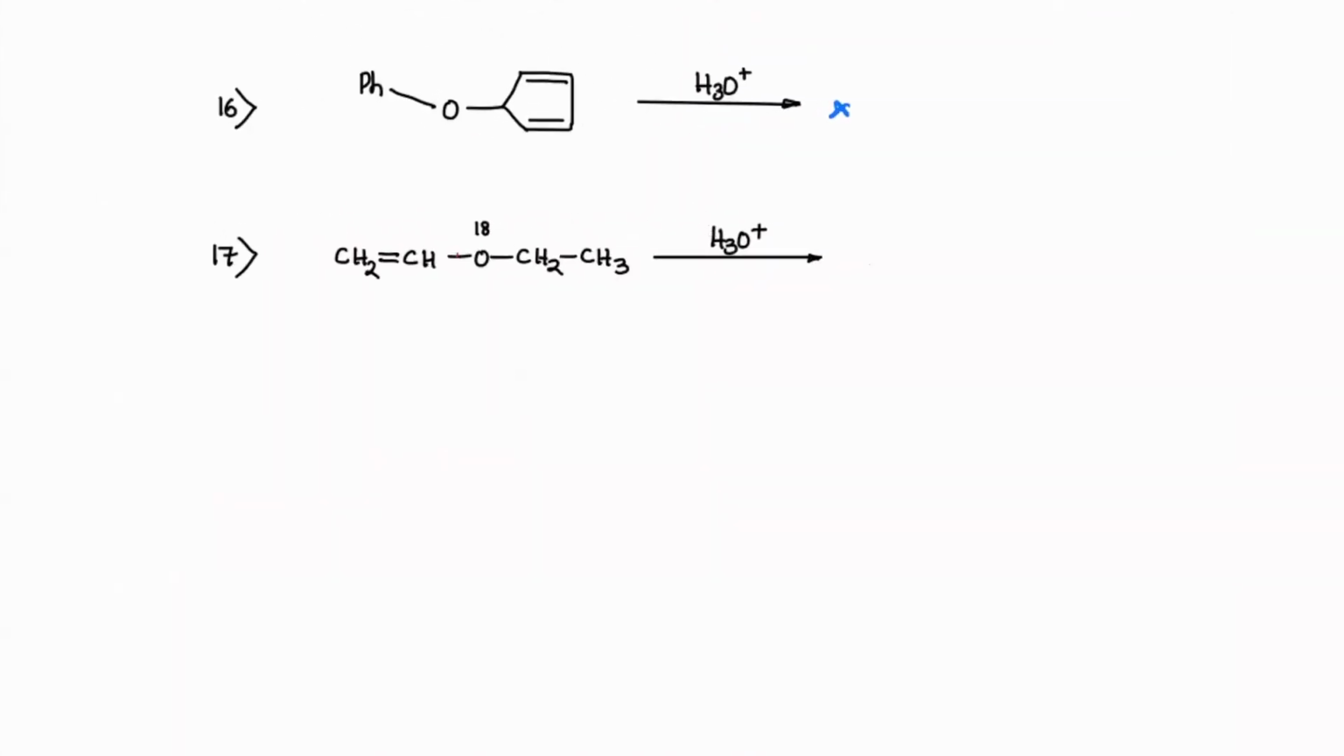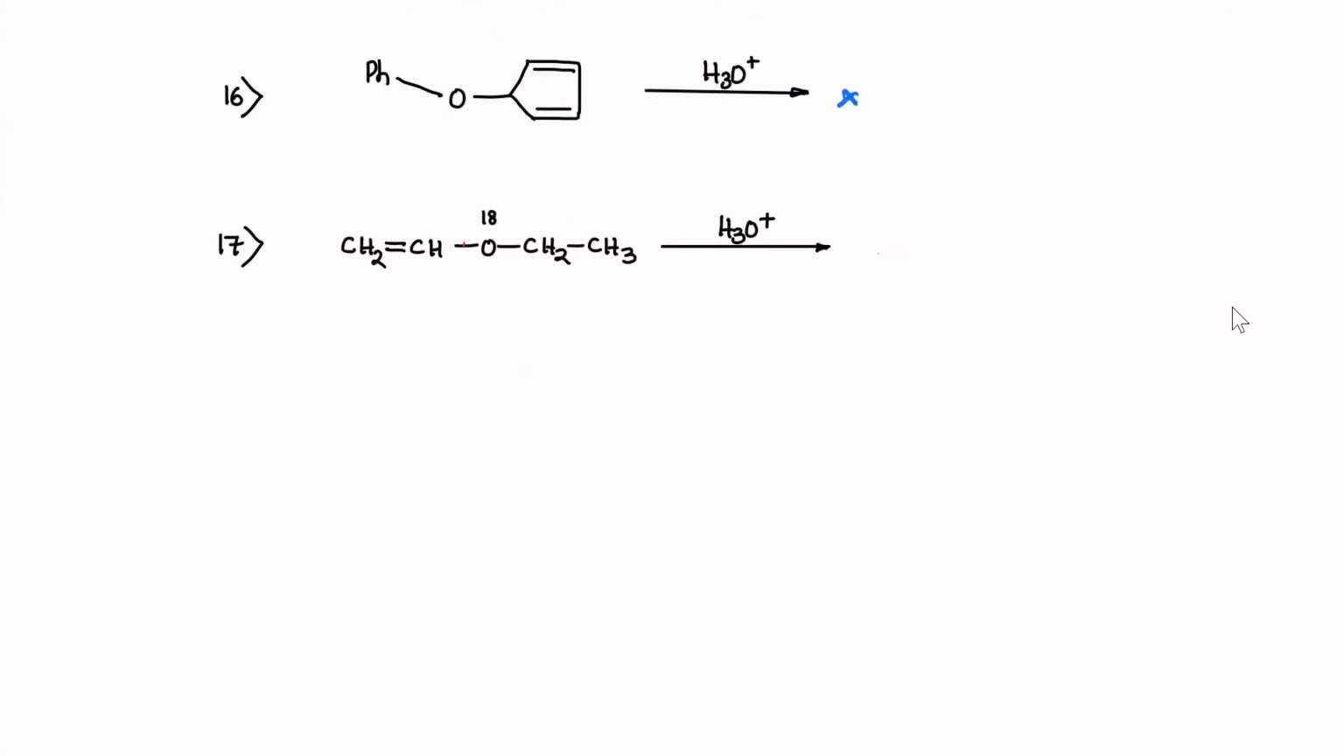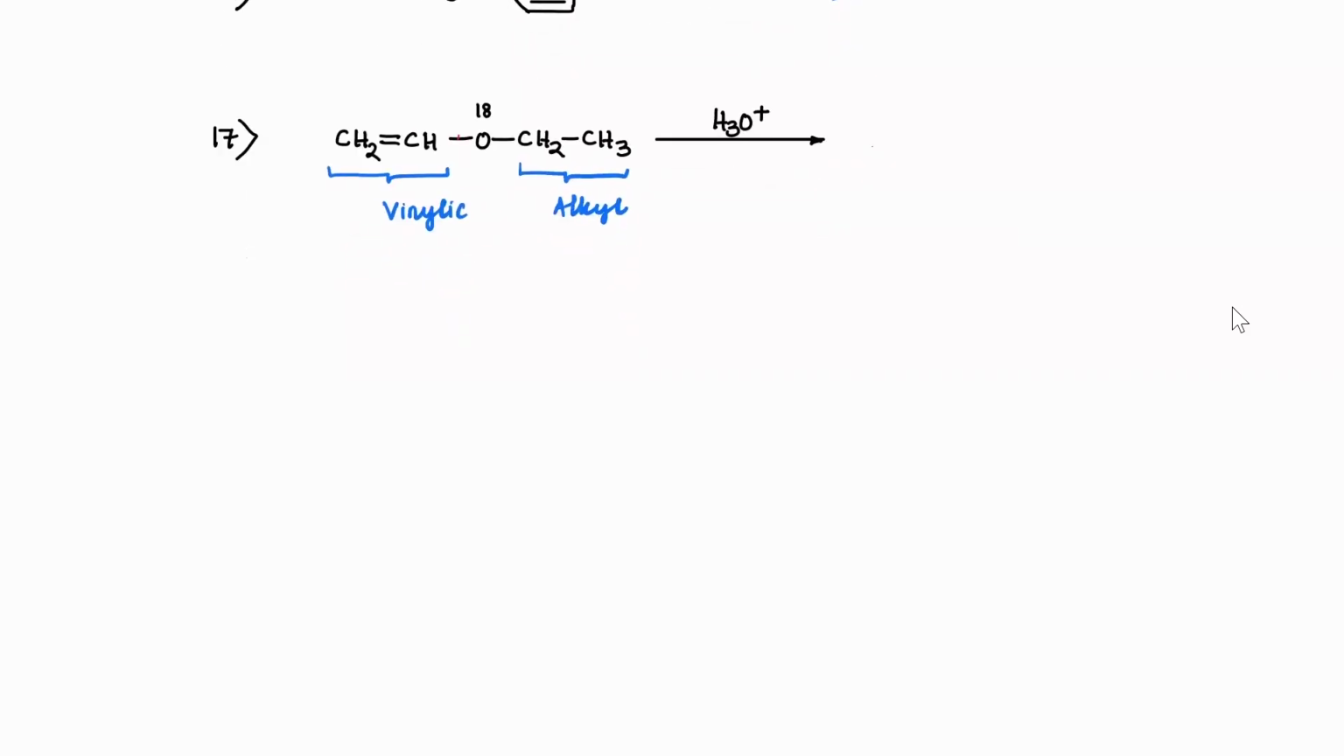Now, let's check out this 17th one, which is very interesting. That is, on one side we have a vinyl group. So this side we have the vinyl group, and the other side we have a normal alkyl group. In such a case, how is the hydrolysis done? So please check it out. CH2 double bond CH O CH2 CH3.